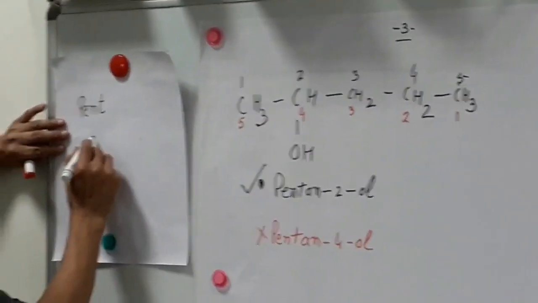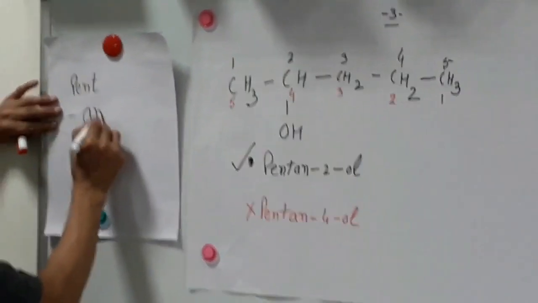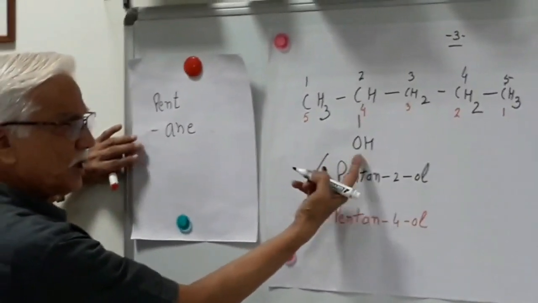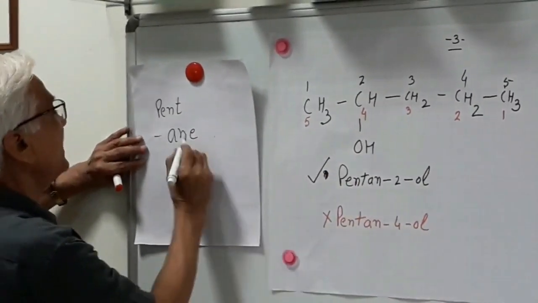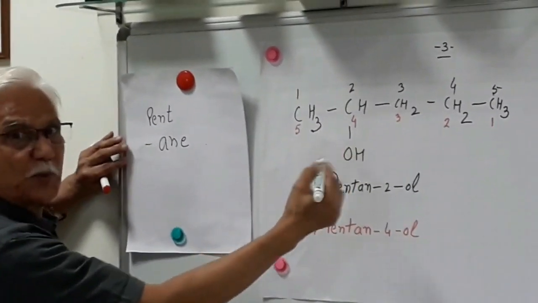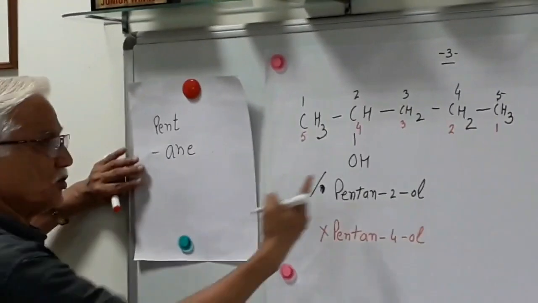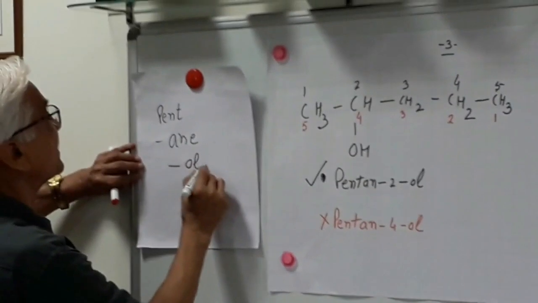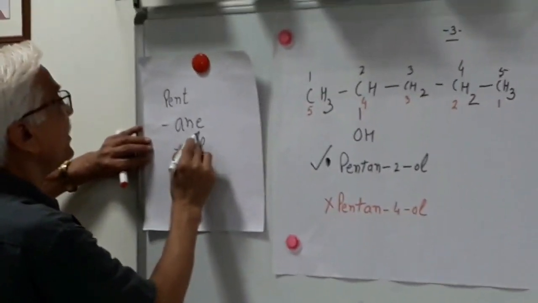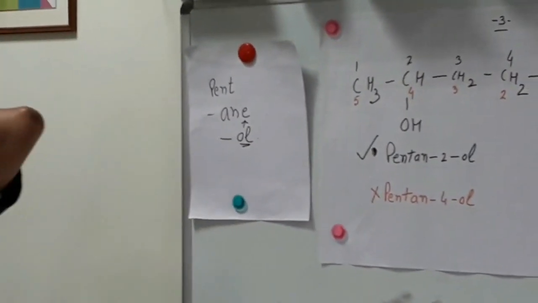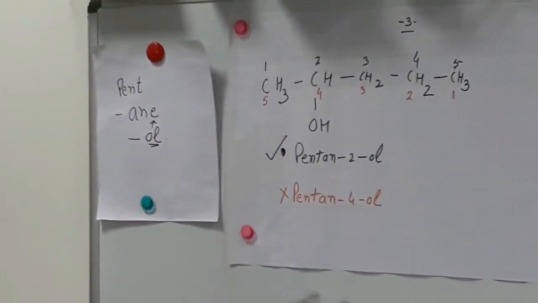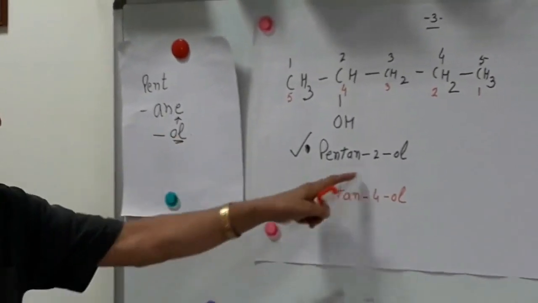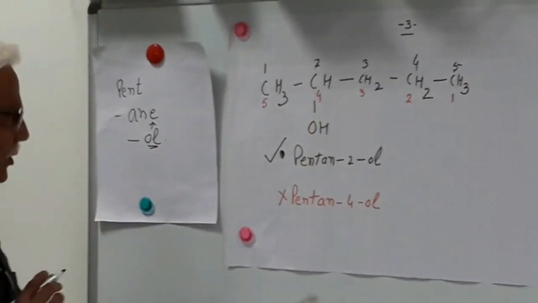Then the "an" will be "an" because it is a saturated hydrocarbon. Now a functional group is there. So the rule says that each functional group is identified by a specific suffix. So this is OH. This is identified by "ol". So this "ol" will kick out the "e", if you remember. Now its position, like the side chain, the position of OH is very important.